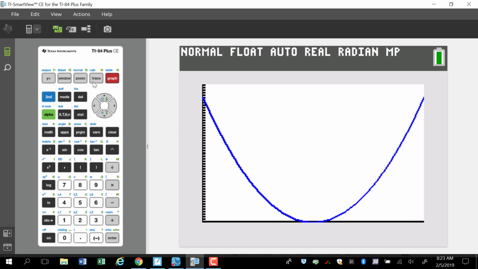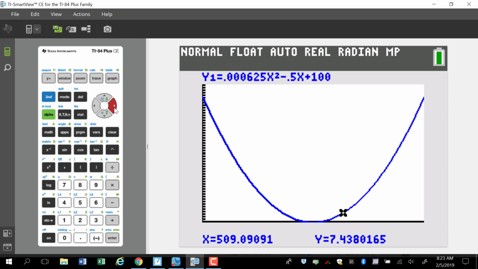Now again, if you want to, you can trace. Just click that trace key and then you can start scrolling and figure out some approximate values. This is the Y value at a given X value. You can just trace the graph left and right. It's a good feature to have for these questions, just to help you answer them.